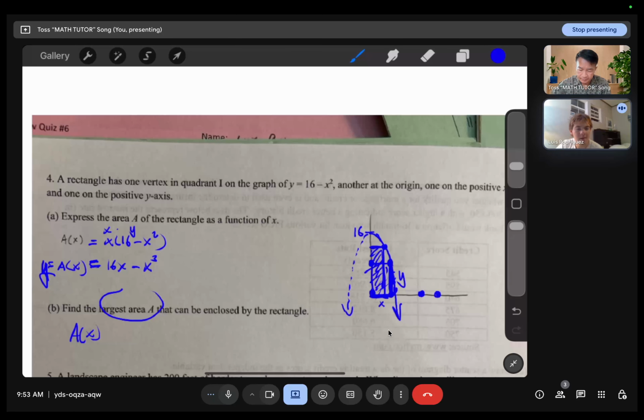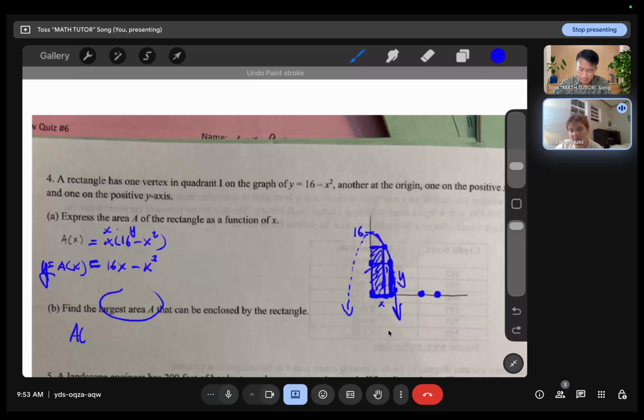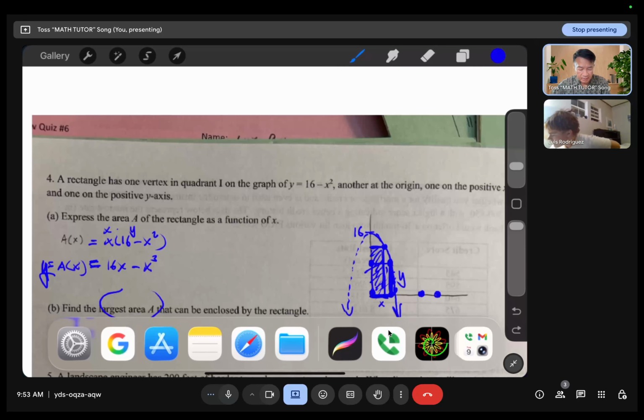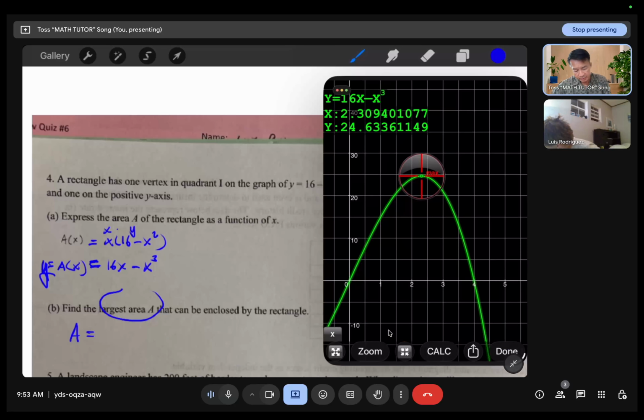Do we need to write like the largest area is this number at the x? Sure, you can write that, or you can write A equals just like that, because the notation, you can do A of x, but I'll write just A because I don't want your teacher to get confused with the x value, but you could write both of them.